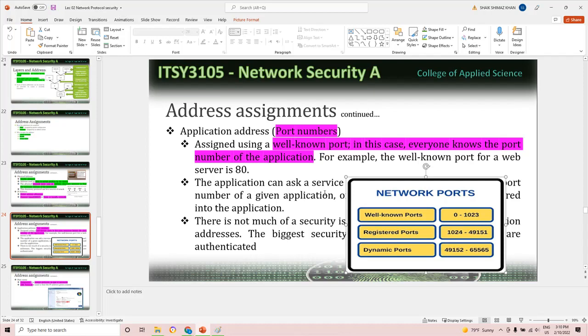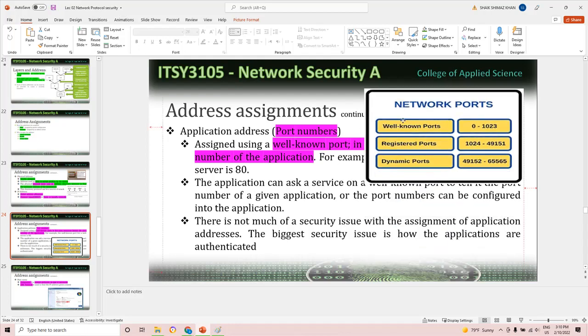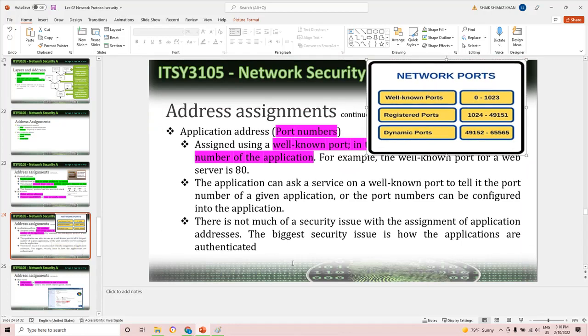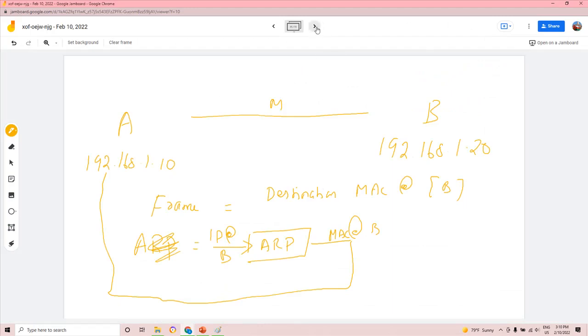The total number of port numbers are 65,565 port numbers are there. Okay. The basic purpose of the port number is to identify a specific application. Okay.